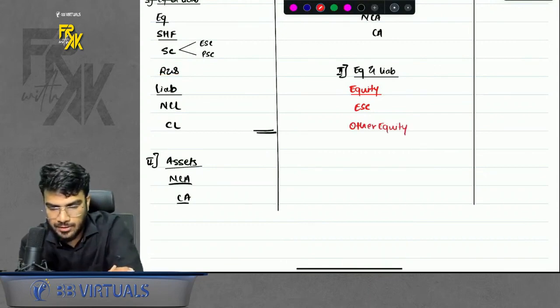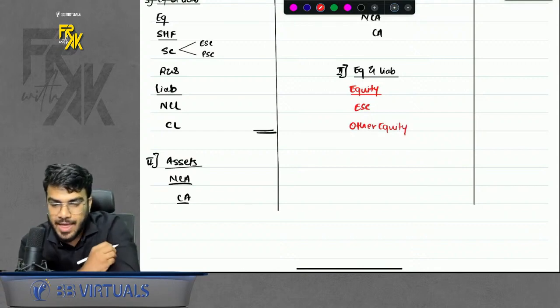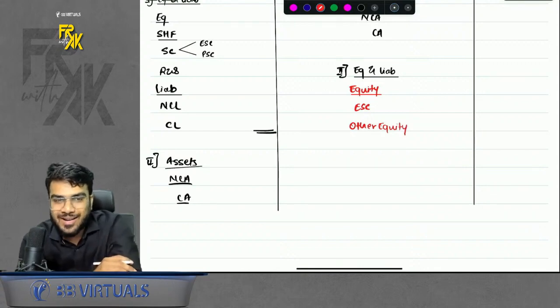Now we will call it Ayush says Ajju. Okay, my Ajju baby. Okay, now we will call it other equity.